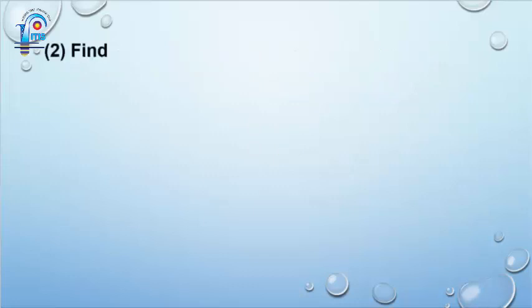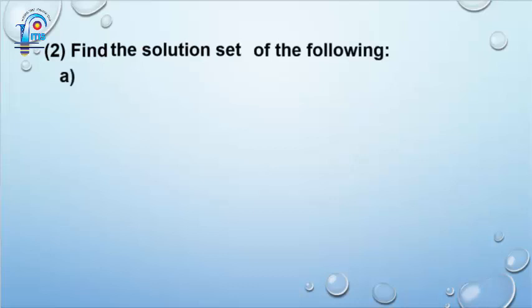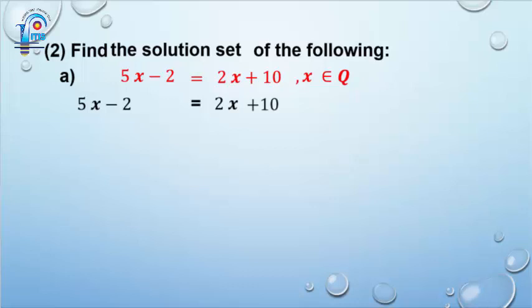Question number 2. Find the solution set of the following. Letter E. 5x minus 2 equals 2x plus 10, where x belongs to Q. To find the solution set, I want to put x in one side and the numbers in the other side. First, I want to put x in one side. Then I cancel 2x from the two sides. Then 5x minus 2 equals 2x plus 10. Now I want to cancel 2x, subtract 2x from both sides.